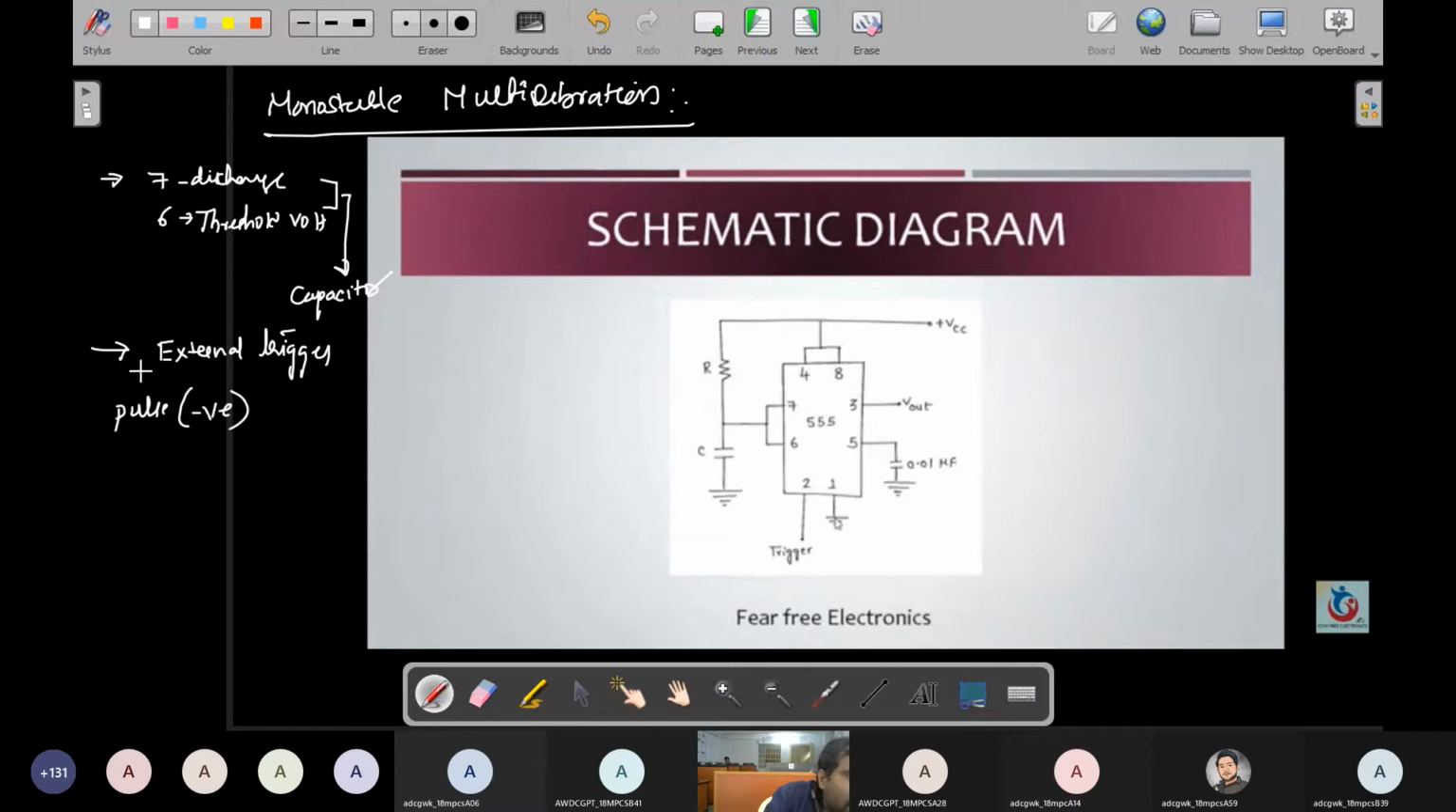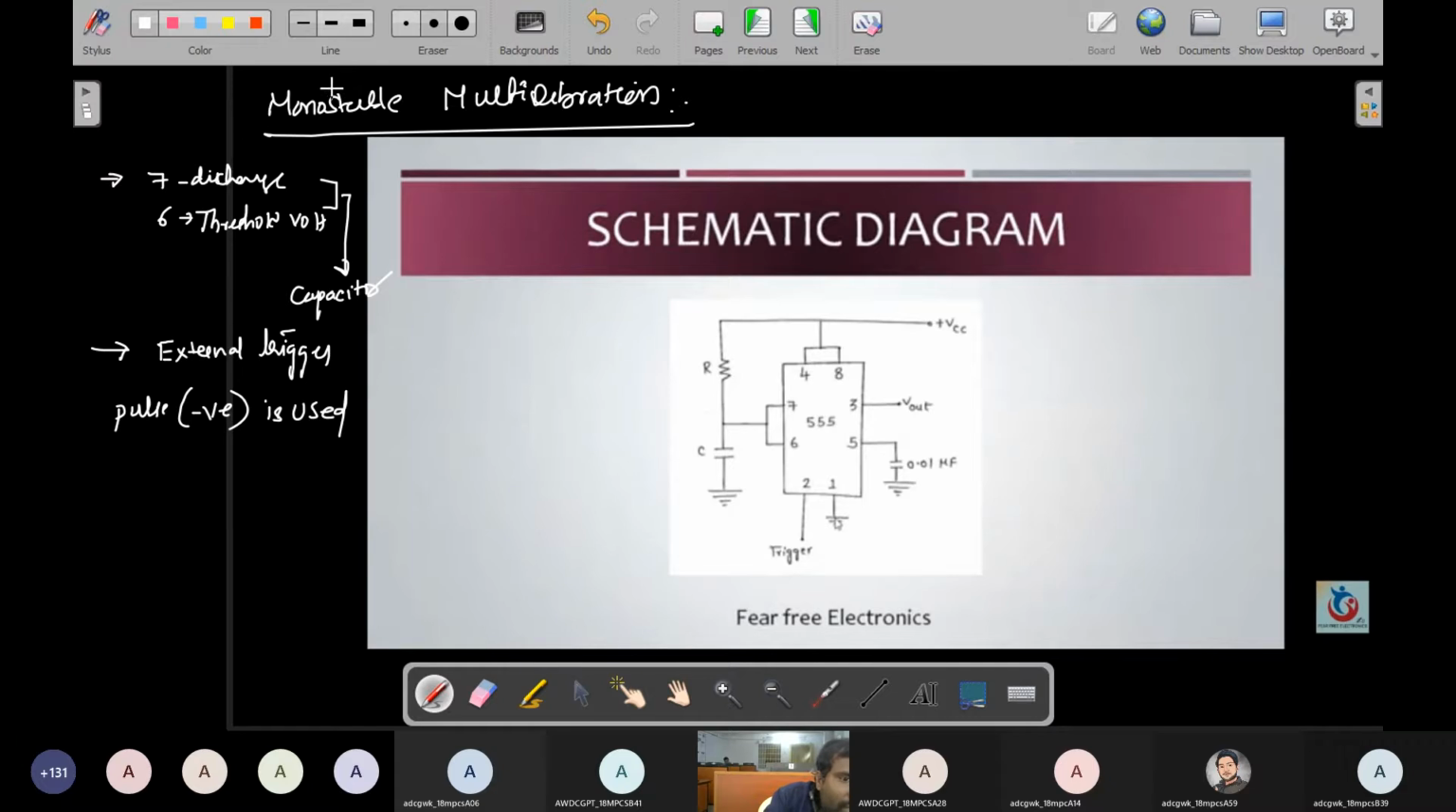So please remember this point: the external trigger pulse used in this circuit is negative. Everything else is the same as the astable multivibrator. Only the 7th, 6th and 2nd pins change between astable and monostable. In astable we connect the 6 and 2 combination to the capacitor, but in monostable we connect the 6th and 7th combination to the capacitor. Understand? Remaining all are equal, so the working is similar to the astable multivibrator.